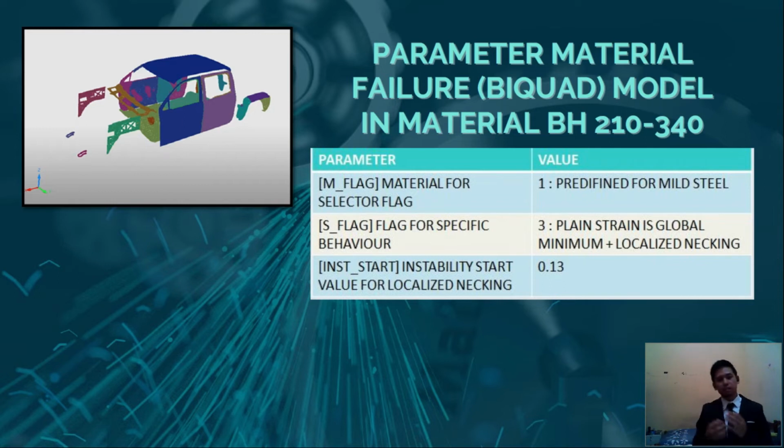And the instability start value for localized necking, you can see this is simple, you can call it the n value. So where I can get this n value is from the characteristic of BH210340.